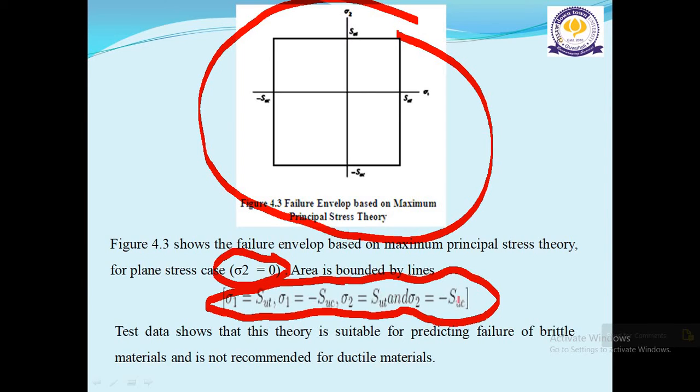This is the relation. Test data shows that this theory is suitable for predicting failure of brittle materials and is not recommended for ductile materials.